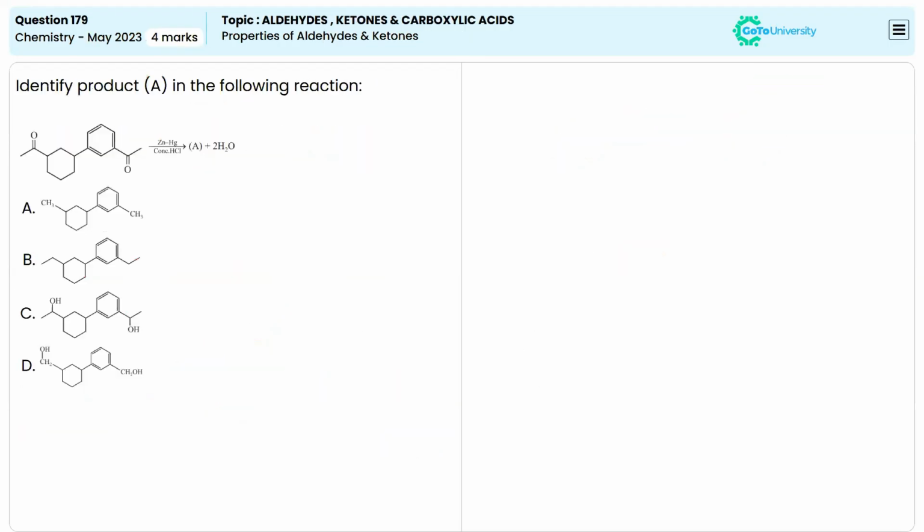The next question, we have another incomplete reaction. We have to identify the major product A for the reaction. The reaction is given as a ketone containing two carbonyl groups, reacting with zinc amalgam and concentrated HCl. So the products are A and water. This reaction is Clemmensen's reduction, because zinc amalgam and HCl are the reagents for Clemmensen's reduction.